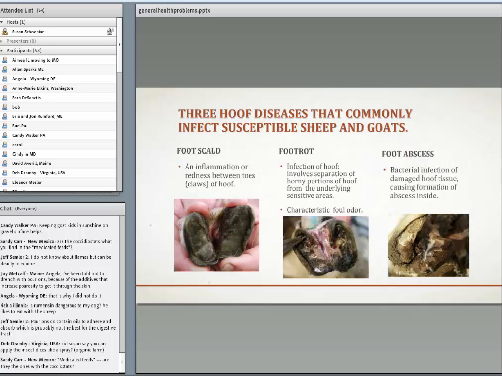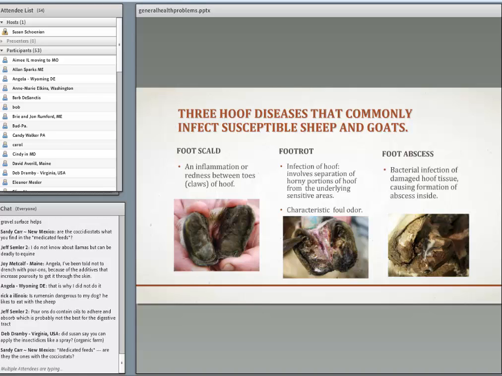Okay, hoof diseases. These pictures I actually stole from the United Kingdom. They have a lot of foot problems over there. We do as well, but these are some really nice pictures that show the differences between the three primary hoof problems that we have with sheep and goats. First one is foot scald.